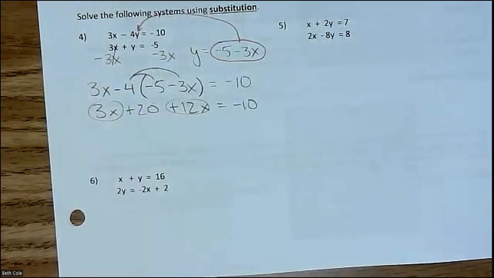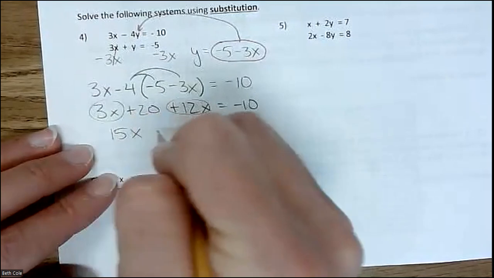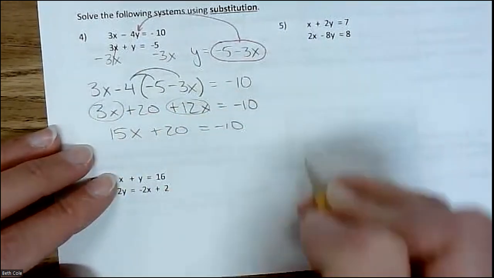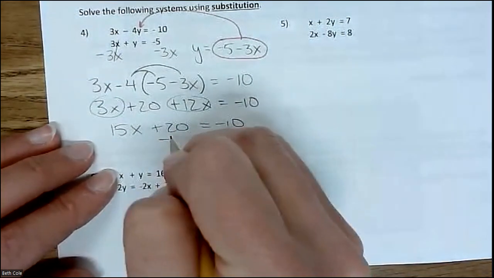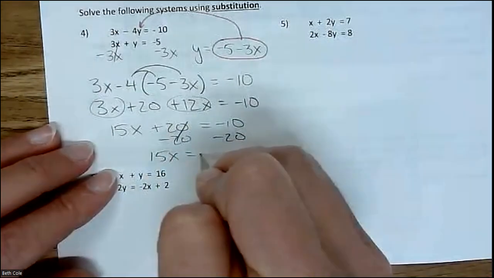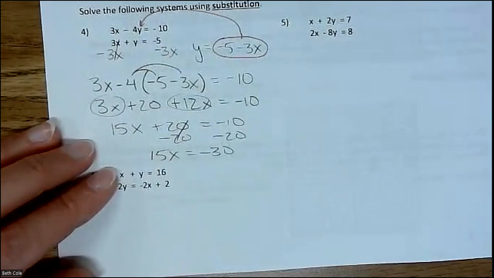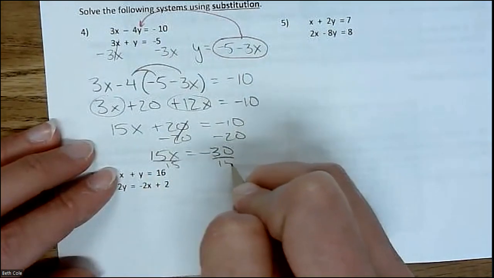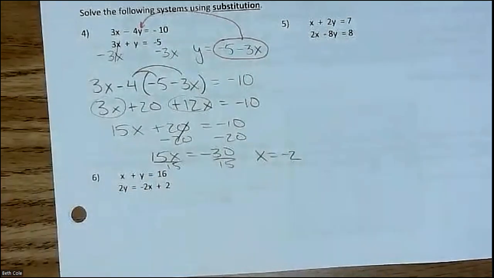Perfect. Combine like terms. That'll be 15x plus 20 equals -10. This sounds like this went okay. Subtract 20, you get 15x equals -30. Did you get -2? All right, sweet.